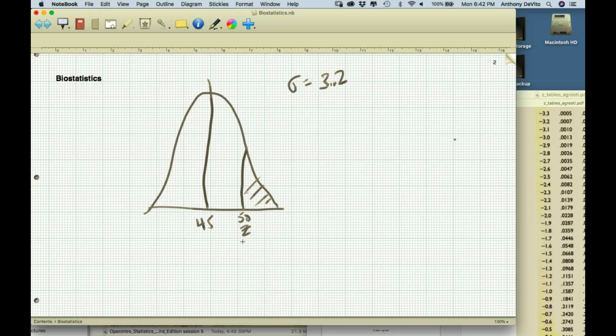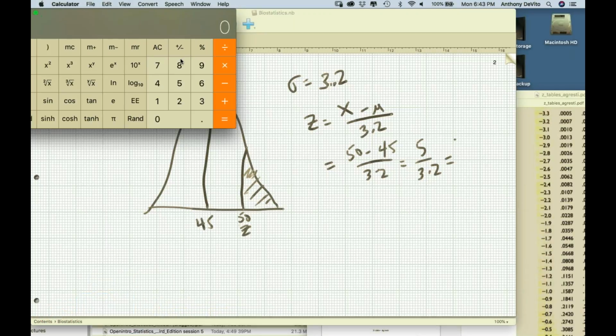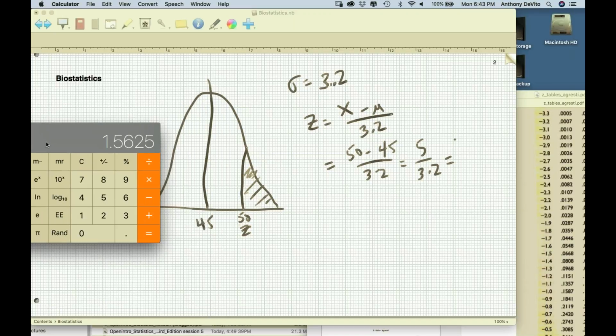Because now we have to figure out what that z-score is and find the area that's above here. So z is equal to the value that we want to find the area for, x, which is 50, we know already, minus mu over the standard deviation, which is 3.2. So z is going to be equal to 50 minus 45 over 3.2, which is equal to 5 over 3.2. We see it's going to be a positive number, so the area to the left of that is going to be more than 50%. Let's do that calculation here, 5 divided by 3.2 is 1.56.